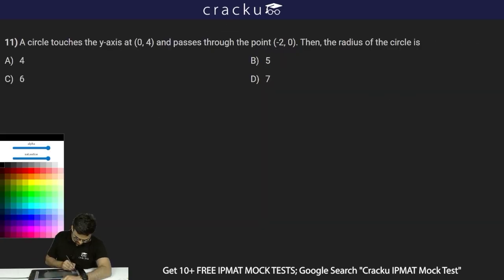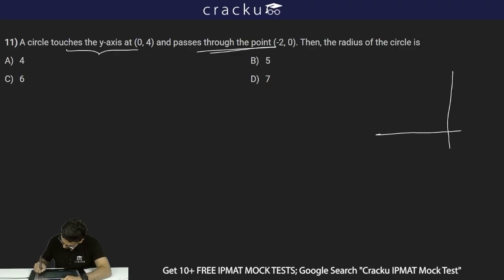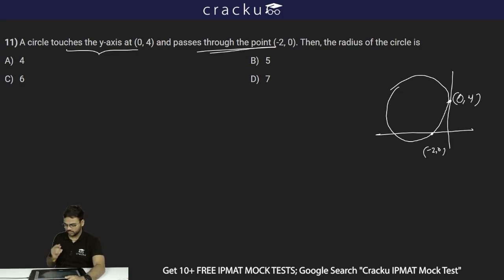Then the next question is saying the circle touches the y-axis at 0, 4 and passes through the point minus 2, 0. So if I draw it on the number line, it is saying that it is touching the y-axis at 0, 4 and passes through the point minus 2, 0. So it is passing through this point. Then we have to find out the radius of the circle.